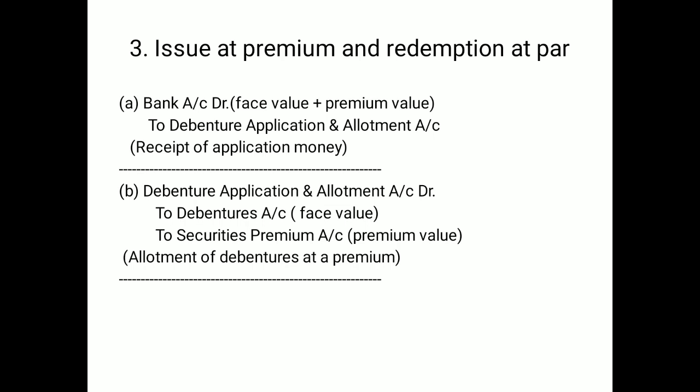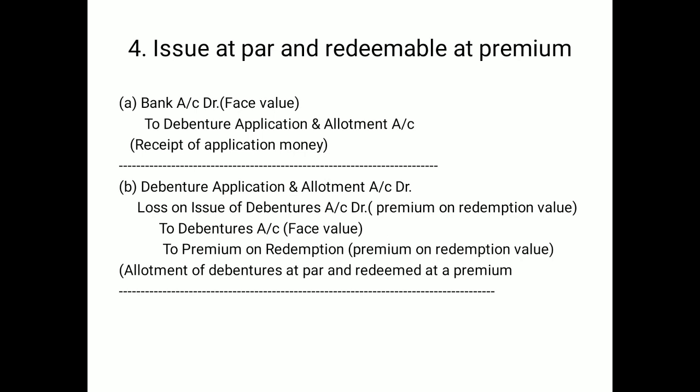So these are the examples, to be multiplied by the number of debentures issued. Next is issued at par and redeemable at premium. When issued at par, it means the first entry refers to the money received at par. Suppose 100, that means the first entry will be passed with 100. So 100 is debited with the name of debentures application and allotment.